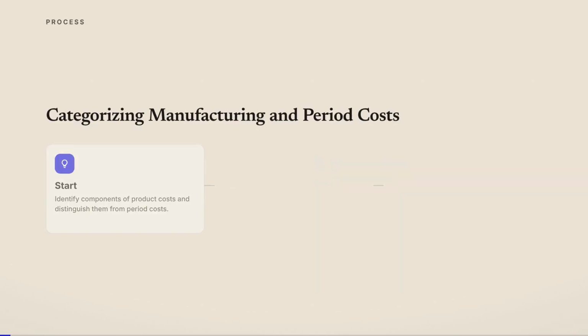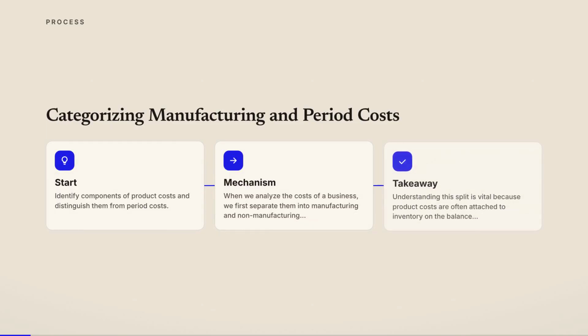When we analyze the costs of a business, we first separate them into manufacturing and non-manufacturing costs. Manufacturing costs, or product costs, have three components. First, direct materials. These are the physical parts of the product, like the steel in a car or the flour in bread. Second is direct labor, which is the work of employees who are physically assembling those materials. The third category is manufacturing overhead.